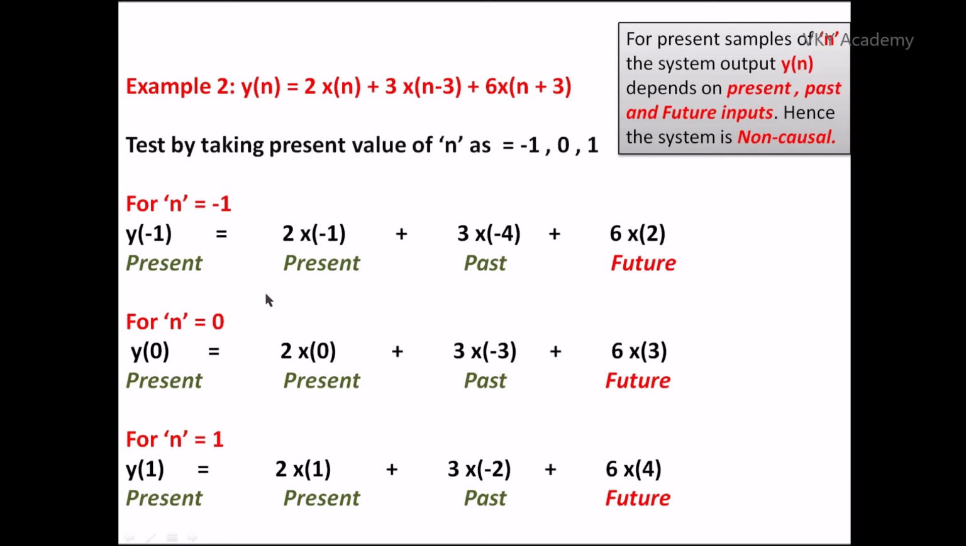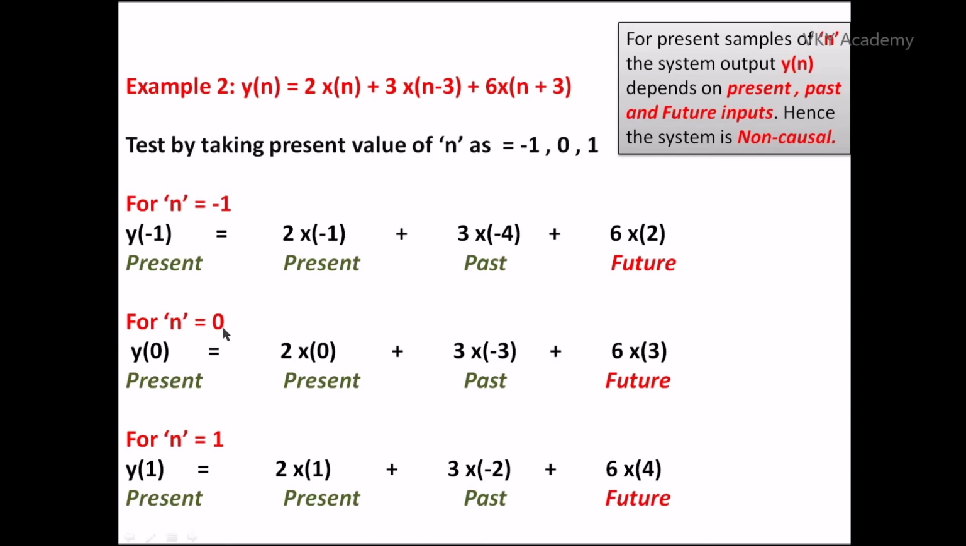So you can see here, if I take x of -1 as my present state of input, y of -1 will be my present state of output. x of -4 will be my past state of input and x of 2 will be my future state of input. So for n equal to -1, my system output at present state depends upon the present state of input, past state of input and future state of input.